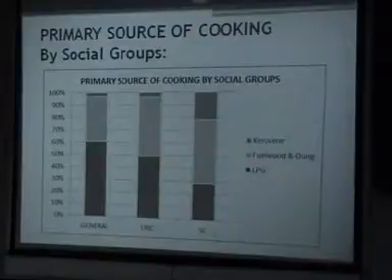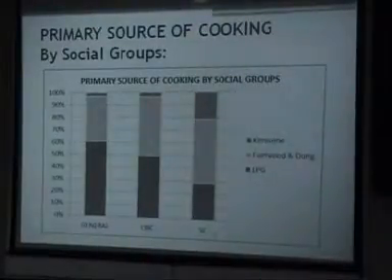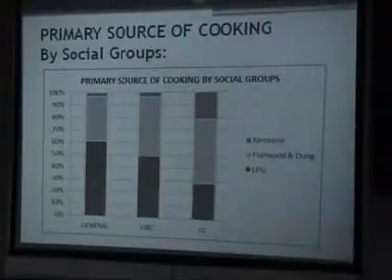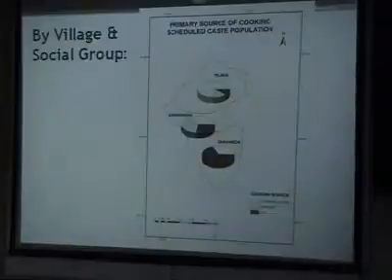Next. This is primary source of cooking. General population has the highest share of the modern LPG cooking source, while SC population still lags behind and is dependent on fuel wood and kerosene. In terms of villages, the inequality across the social group is most pronounced again in Tilora, which is relatively low in Chawandia and Ganahira. The condition of SC population is better in Ganahira, followed by Chawandia and Tilora.